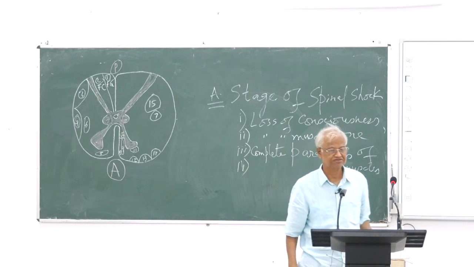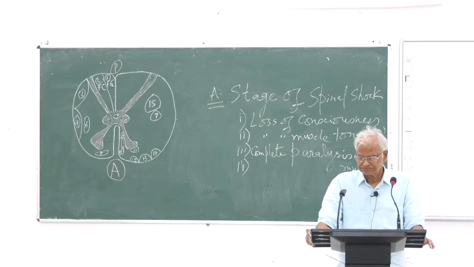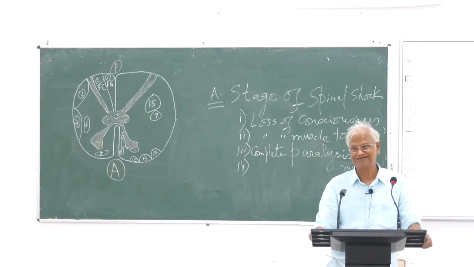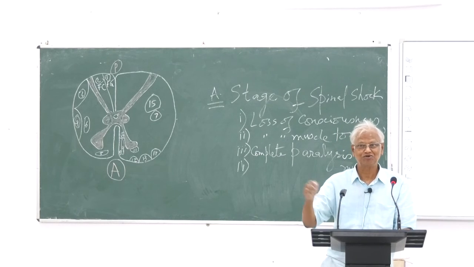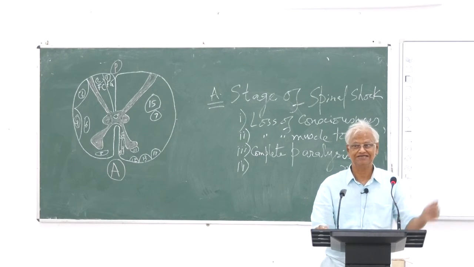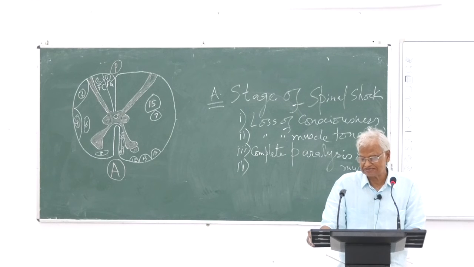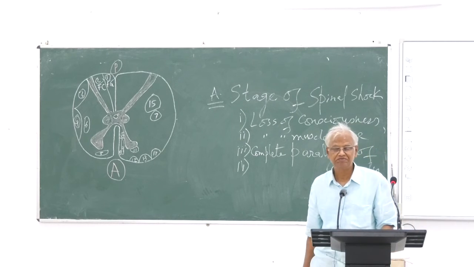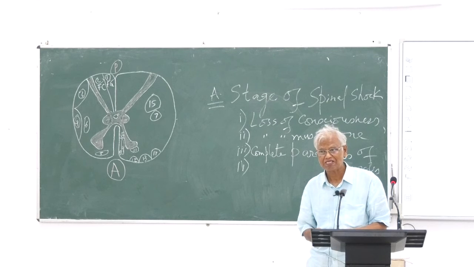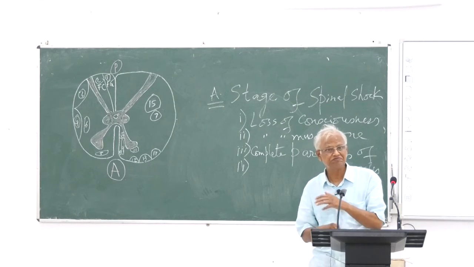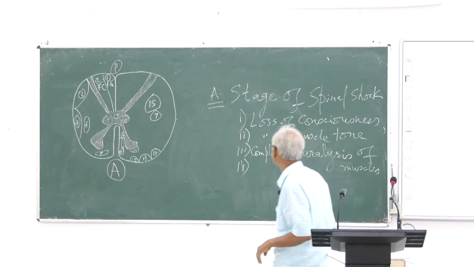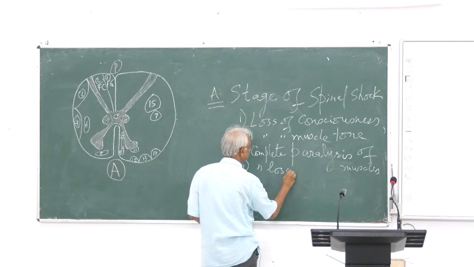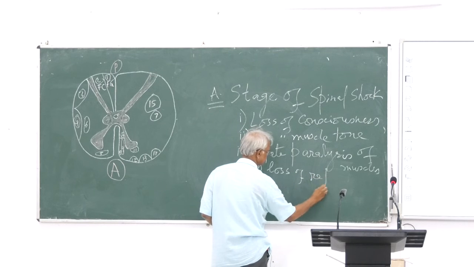Complete paralysis of muscles. Loss of reflexes. You try the knee jerk, ankle jerk, abdominal jerk, this jerk, that jerk. All reflexes are lost. At the beginning, only superficial reflexes, and then the deep reflexes also. So complete loss of reflexes.